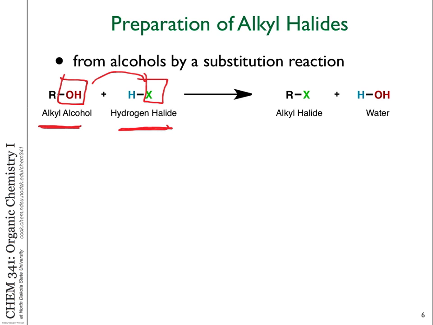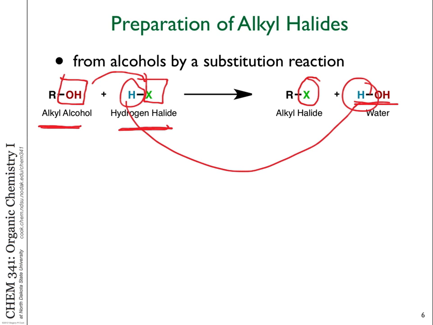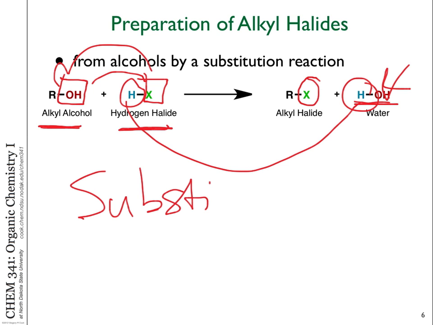And so what we end up forming in this process is a new carbon-halogen bond and a new hydrogen-oxygen bond. So notice this hydrogen ends up here with the OH group, and the halogen ends up on the carbon where the OH group used to be. So it's a substitution reaction. Okay, and we're going to talk in some detail about how this reaction proceeds.